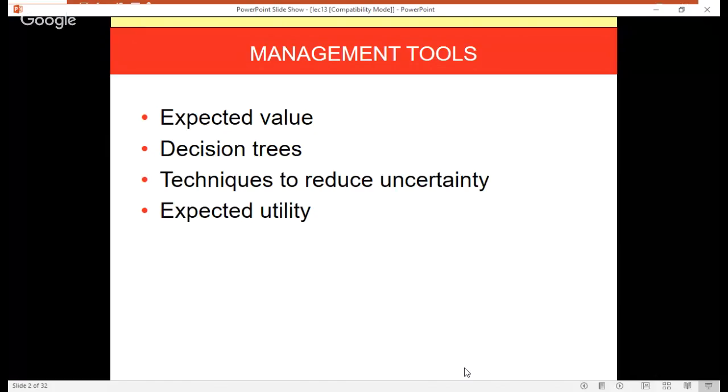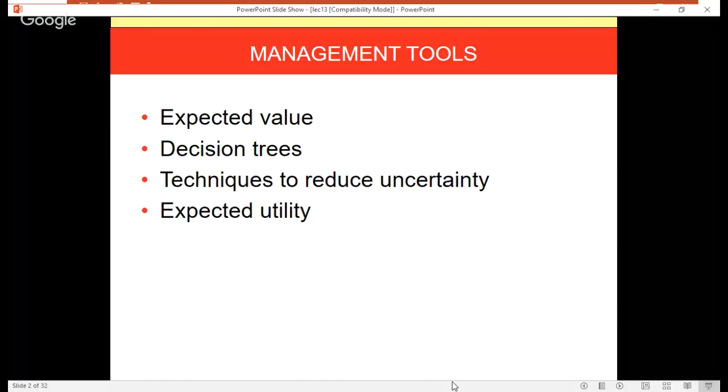Okay, now we're going to talk about risk. And the things we're going to do is, first we're going to start with expected value, then decision trees. The decision trees look a lot like the decision trees we were working with in game theory. We're talking about techniques to reduce uncertainty and find the expected utility.